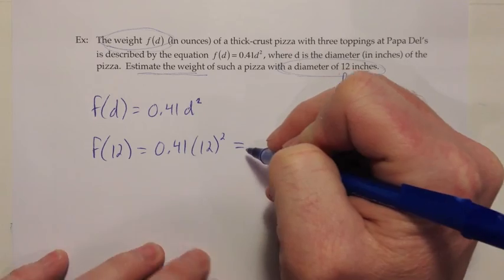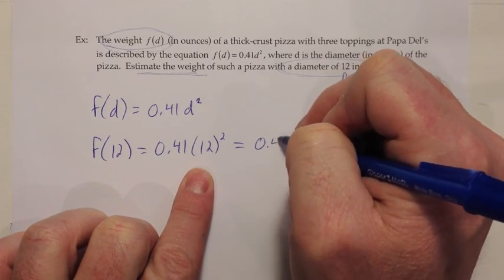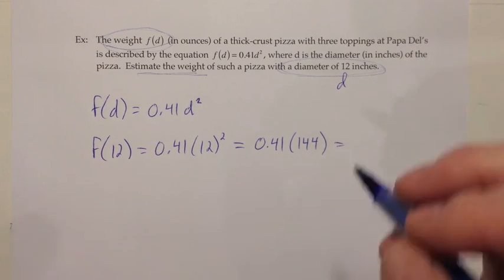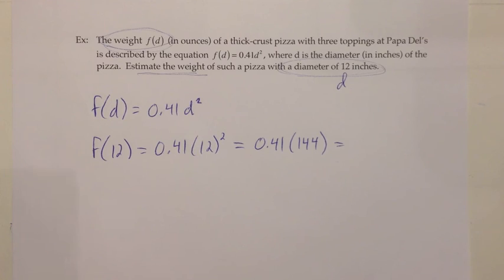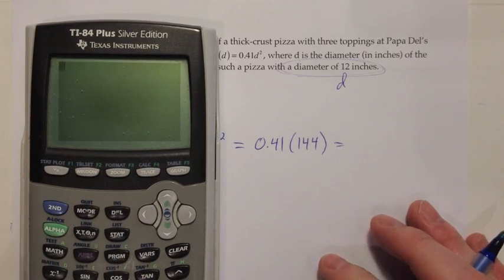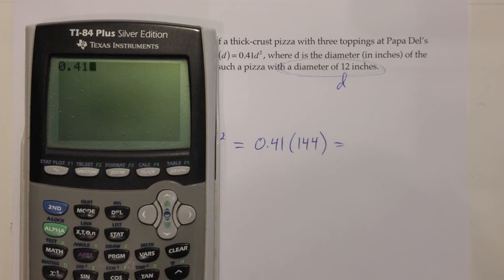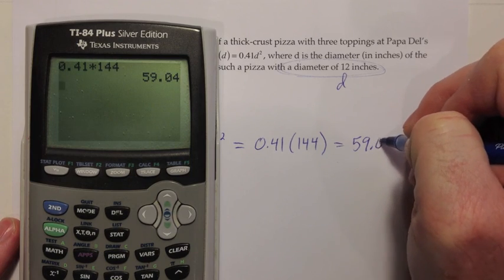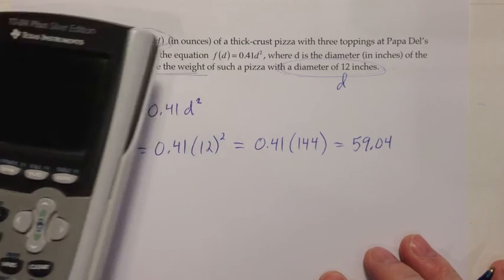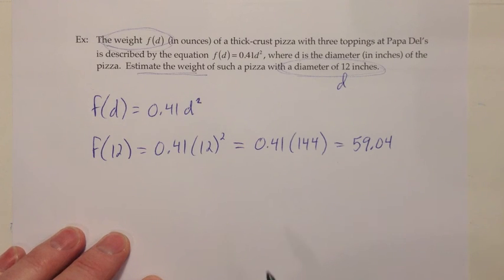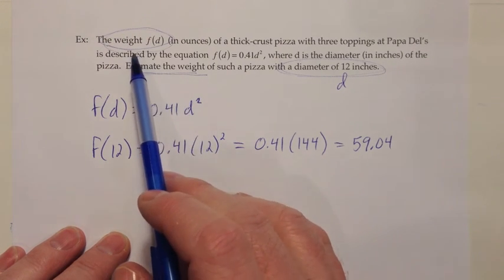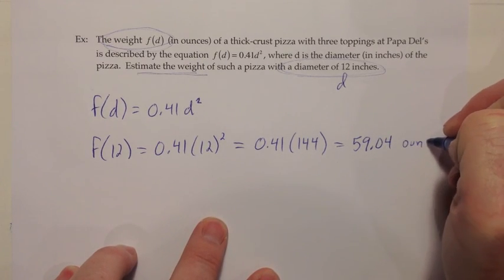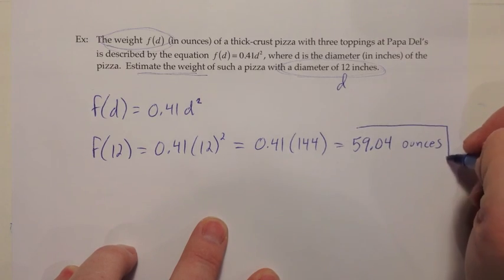And one way we could do that is do a little work in our head. If we take the 12 and square that, we would get 144. And then at this point, I would go ahead and just move over to the calculator. Let me bring that in and just do that multiplication. So 0.41 times 144 is 59.04. And in an application like this, we should always put units on our answer. So we have to think about what it was we were trying to find. We were trying to find the weight, and it says that the weight was measured in ounces. So this would be 59.04 ounces. And that would be our answer.